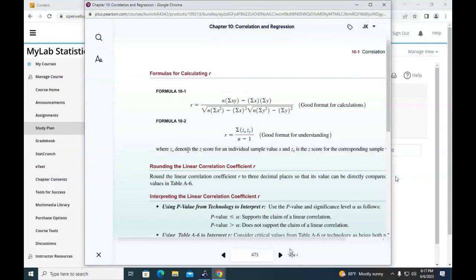Well, rho, which looks like a p, rho is the lowercase Greek r, r-h-o. And rho is the population linear correlation coefficient. So we use r to estimate rho. And what we do, which we're going to do toward the end of the class, but I'll show you now, we create a hypothesis. We say rho is equal to zero, which means it's a cloud.